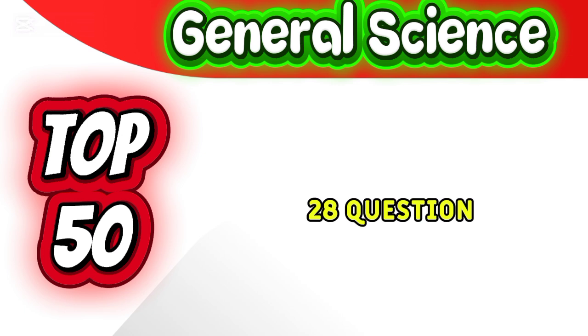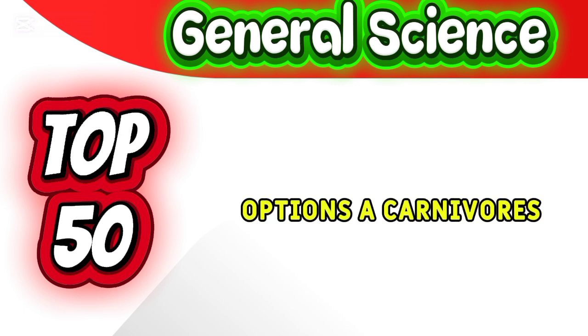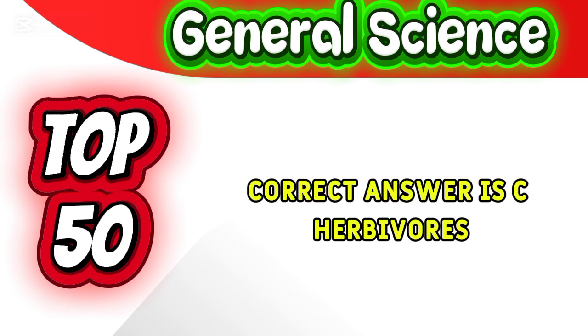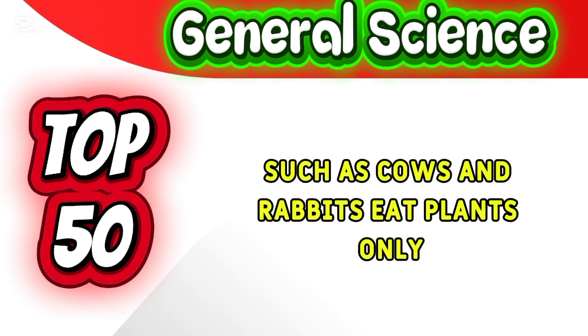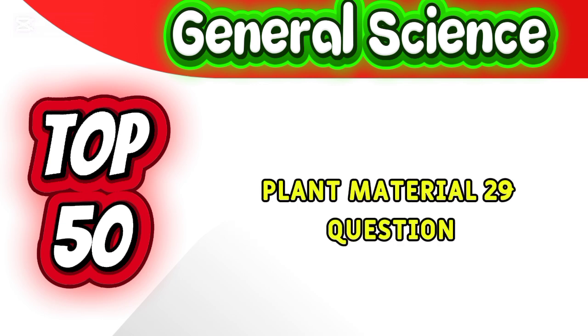28. Question: what do we call animals that eat only plants? Options: A, carnivores; B, omnivores; C, herbivores; D, detritivores. Correct answer is C, herbivores. Explanation: herbivores such as cows and rabbits eat plants only. They have teeth and digestive systems designed for breaking down tough plant material.